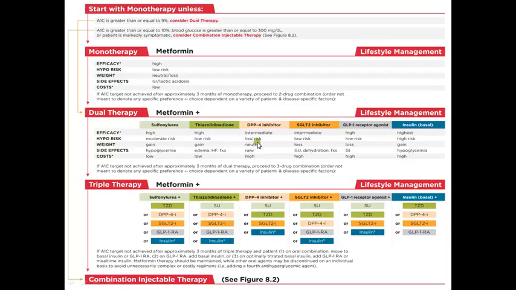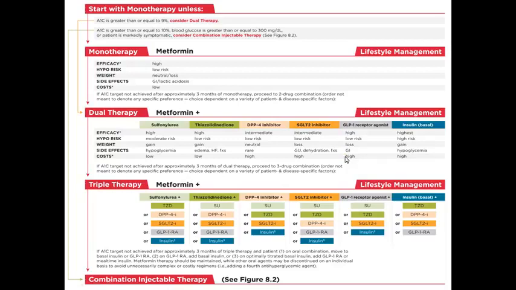Then you can give DPP-4 inhibitors. SGLT2 inhibitors have shown benefit in those with cardiovascular disorders. For those having ischemic heart disease, SGLT2 inhibitors have been considered a better option. Here, there is also a GLP-1 receptor agonist, which has a very good side effect, that is weight loss.